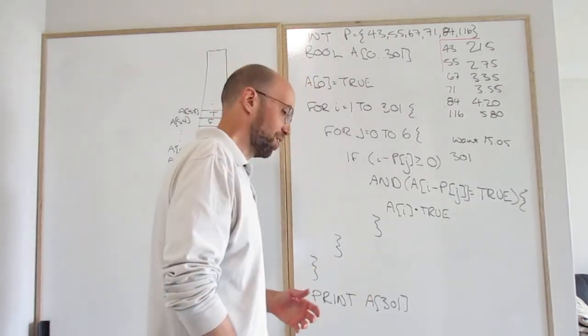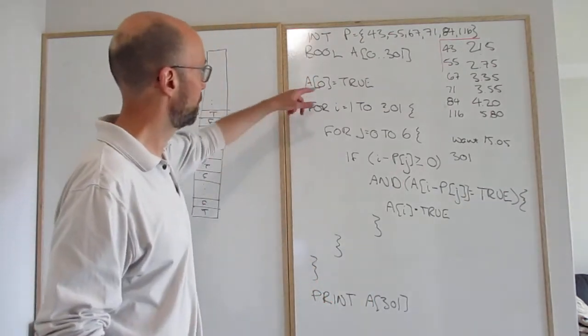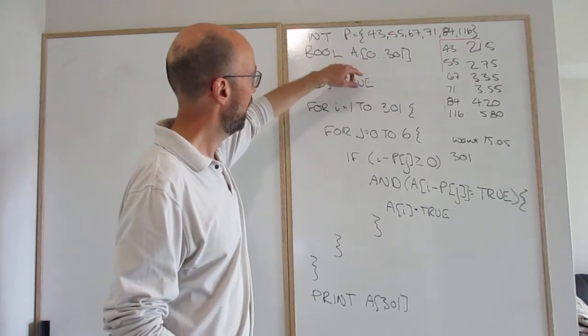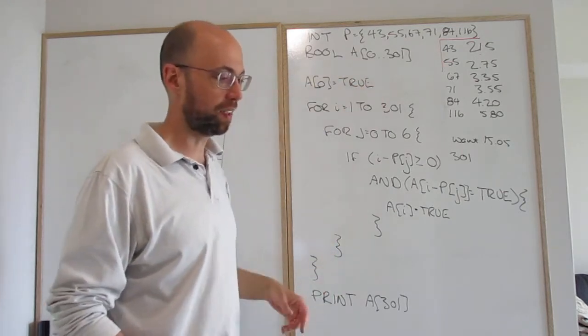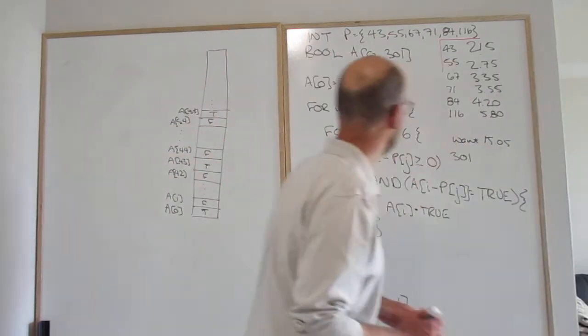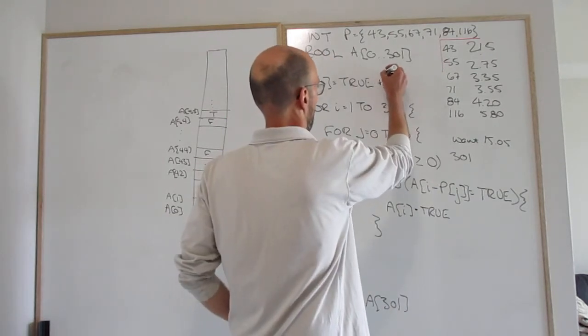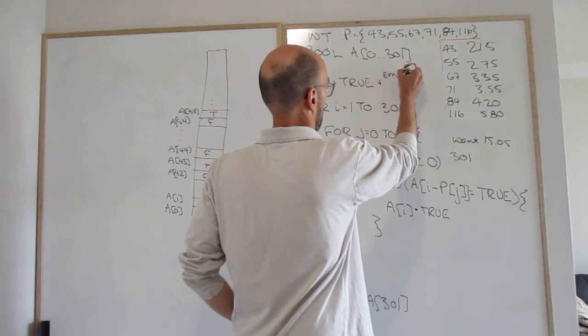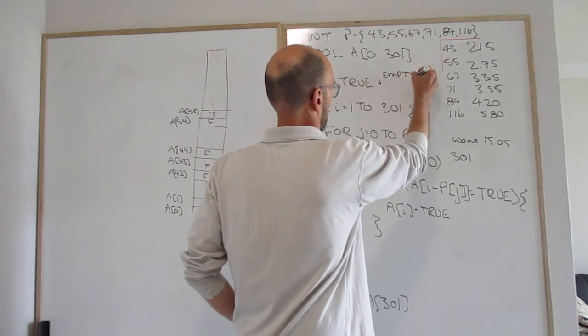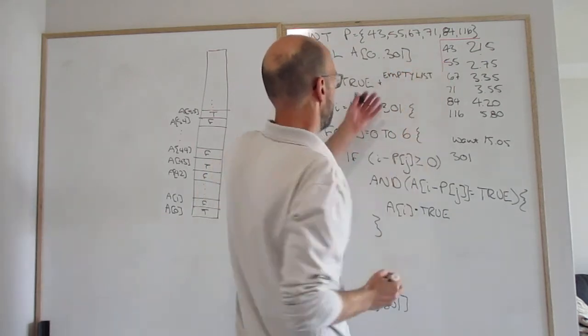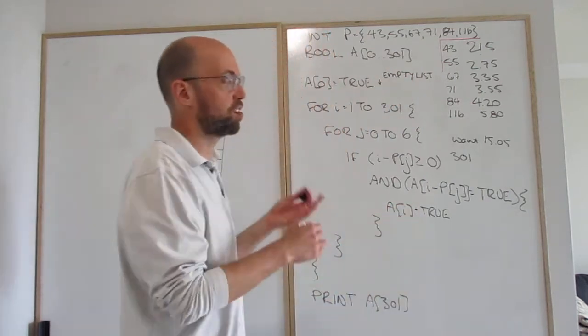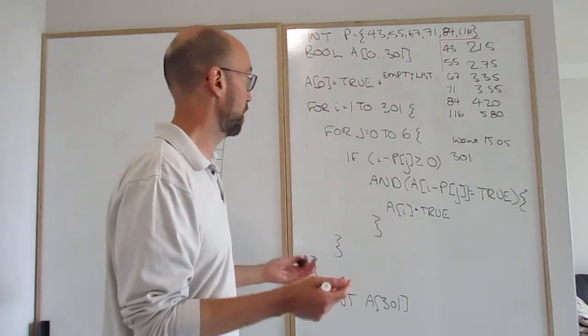So, okay, nobody's saying anything. So what you could do is say this is true, and then you have a little empty linked list. So true plus empty linked list. Or it doesn't have to be a linked list, it can be a string or whatever.